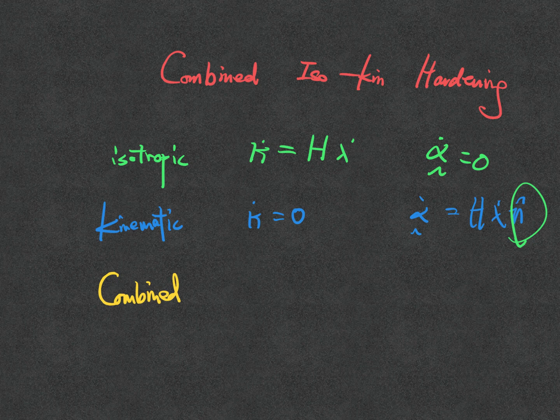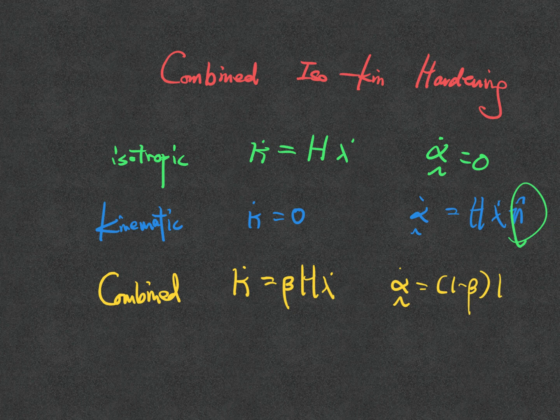Now, I think I used the wrong color, but I think if you understand what I'm talking about, then we have the combined hardening. Then I have the radius that could change, and I have the center of it that can also change. So beta is within the range of 0 and 1. If beta is equal to 0, obviously what you get is purely kinematic hardening. If beta is equal to 1, you get the purely isotropic hardening. Does that make sense?